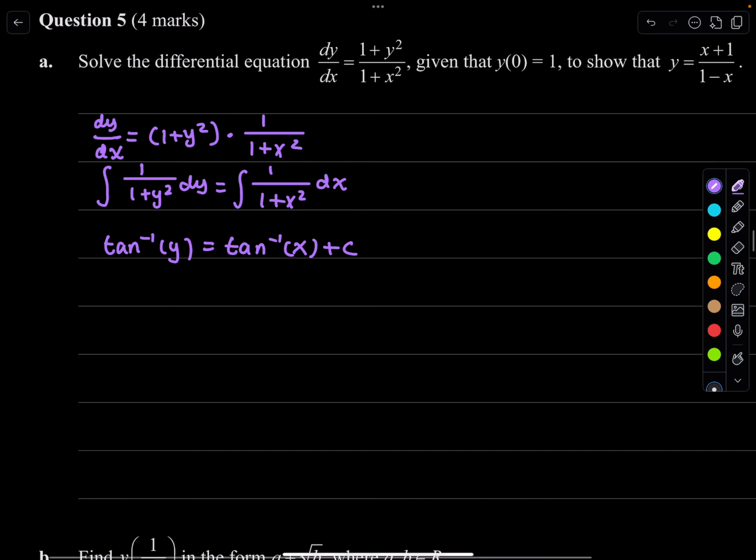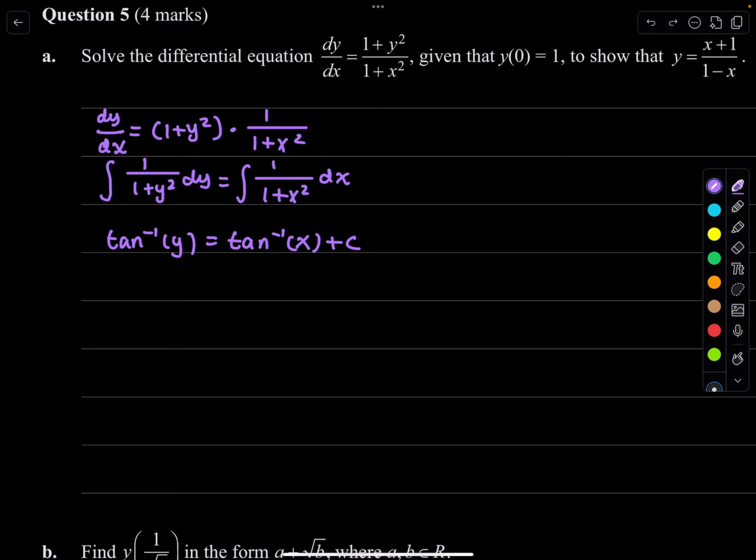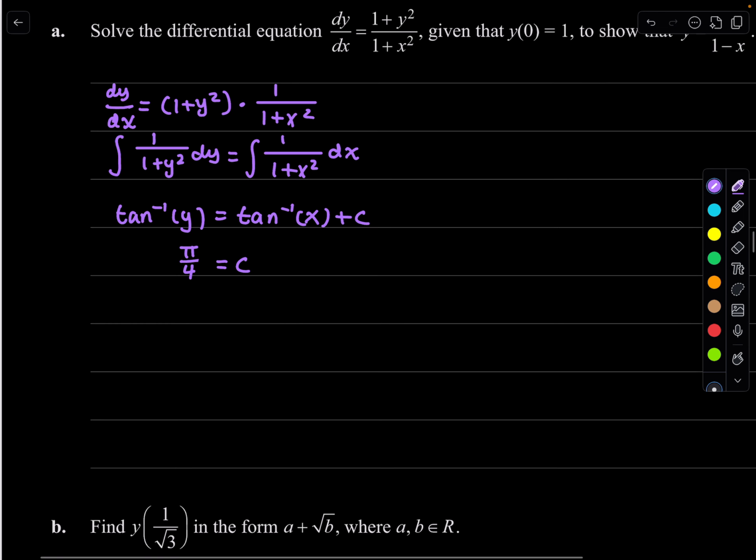plus c. Now we've got an initial condition that we can substitute to find c. So when x equals 0, y equals 1, basically. So this is going to be tan inverse of 1 equals arctan of 0, which is just 0, plus c. So c, in tan inverse of 1, is just pi on 2. So what am I doing? Pi on 4. Sorry, my brain just left there. Okay, and so we're rewriting it with the c value now.